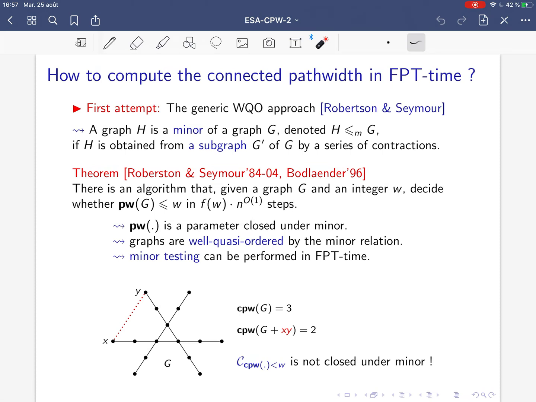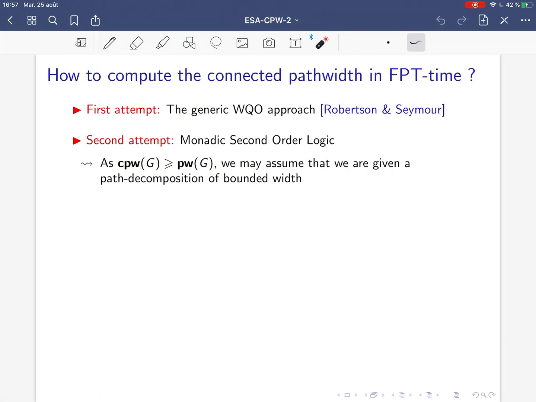Unfortunately, in our case, the connected path width parameter is not closed under minor. If you take this example, if you consider the graph with the edge xy, then the connected path width is 2, without this edge xy, the connected path width is 3. So this is not closed under minor. We can prove that this is closed under contraction, but unfortunately we don't have the well quasi-order result for the contraction relation. A second attempt could be using monadic second order logic and Courcelle's theorem.